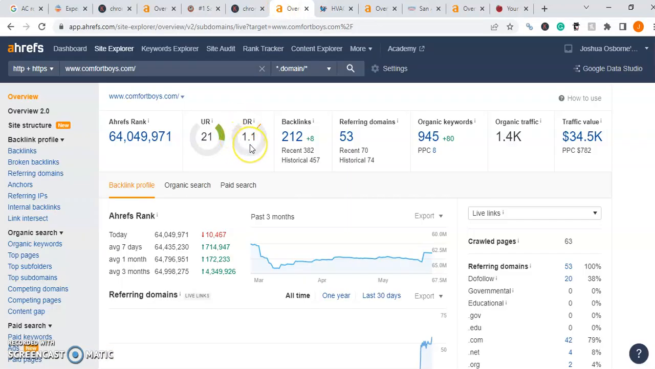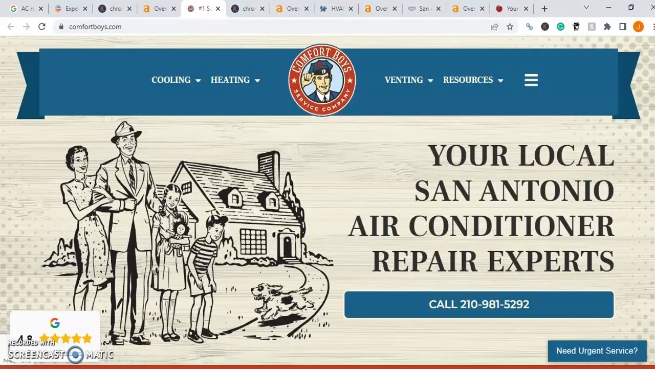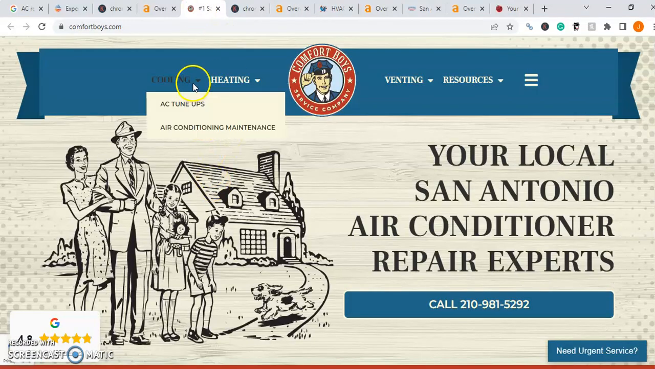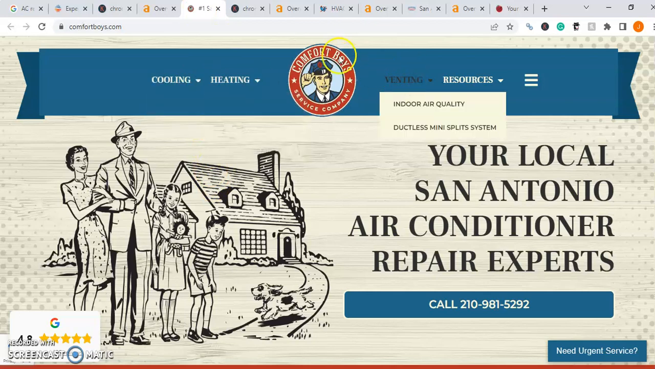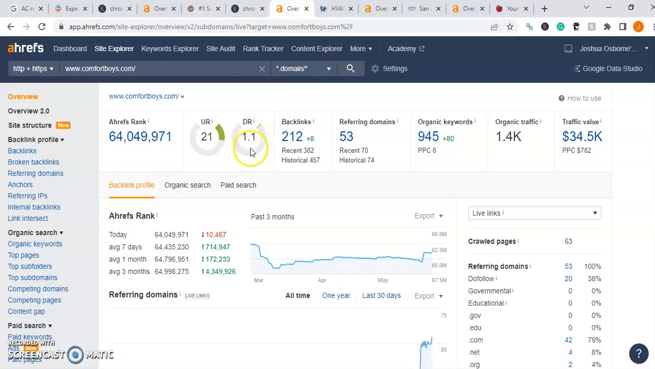Now, DR, on the other hand, stands for domain rating, and that is the power that goes through an entire website. So now we're not just talking about the home page anymore. We're talking about all the cooling pages, the heating pages, the venting pages. All those pages are summarized in DR. So definitely something to think about. We want the strongest of both worlds.